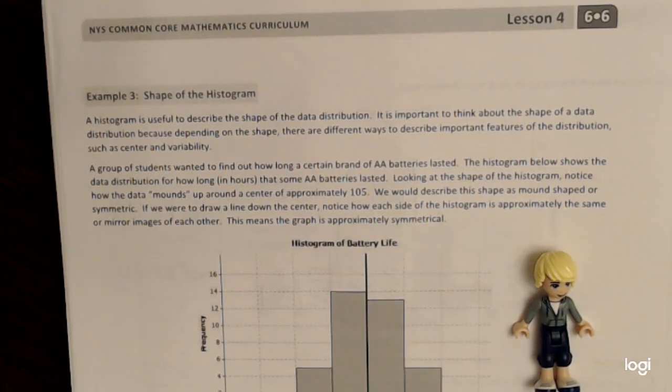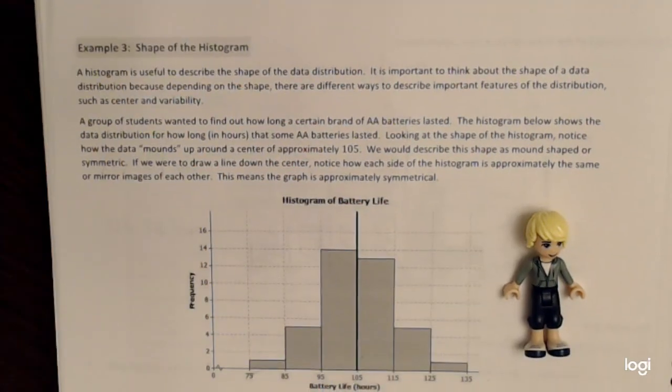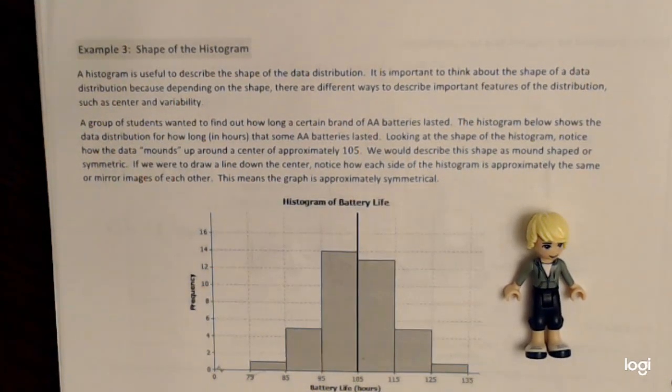Okay, so let's look at our histograms here. It says, a histogram is useful to describe the shape of the data distribution. It is important to think about the shape of a data distribution because depending on the shape, there are different ways to describe important features of the distribution, such as center and variability. A group of students wanted to find out how long a certain brand of AA batteries lasted. The histogram below shows the data distribution for how long in hours that some AA batteries lasted.